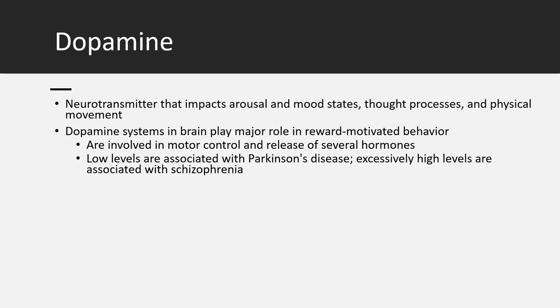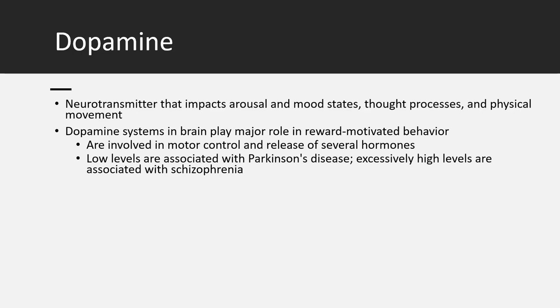Dopamine systems in the brain are heavily connected to what's referred to as the reward centers and reward pathways of the brain. So one of the things that we know about dopamine is that it's connected to motor control and hormone releases. So it's really kind of tied into the endocrine system as well as the nervous system.